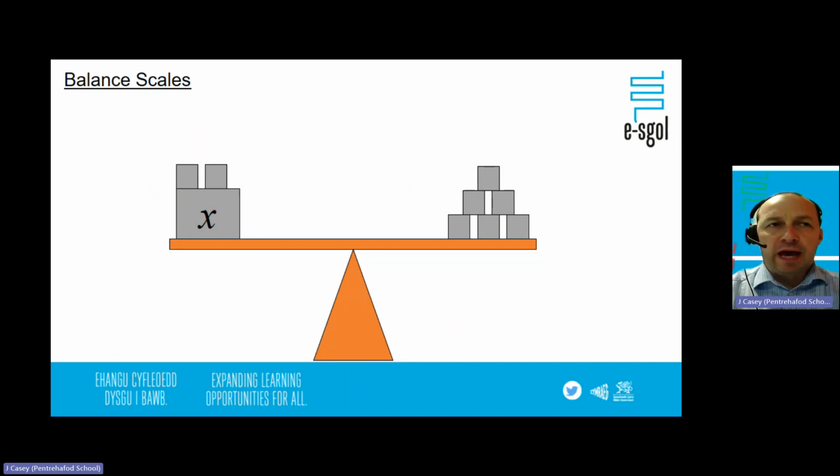Now, we always want to try and get x on its own. Of course, we can use any other letter, but for this question, it's an x. So you want to get x on its own. What we really want to do is remove those two blocks. So those two blocks are gone.